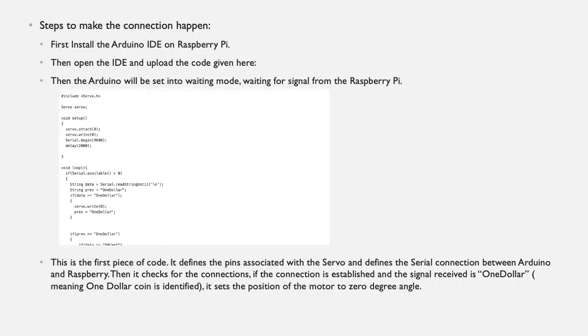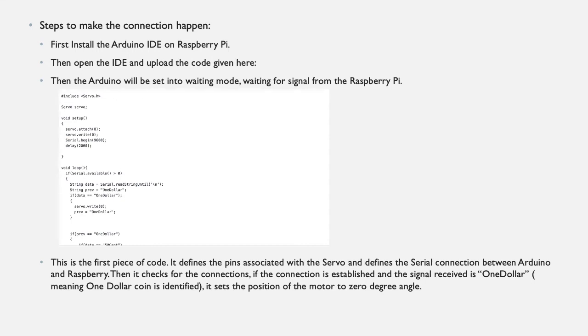For this connection to happen, first we have to install the Arduino IDE on Raspberry Pi, and once that is installed, we have to upload the code that is given here to the Arduino. Once we upload this code, the Arduino will be set into waiting mode, meaning it will wait for the signal from Raspberry Pi, and whenever a signal is received from the Raspberry Pi, it will change the position of the servo motor based on the signal.